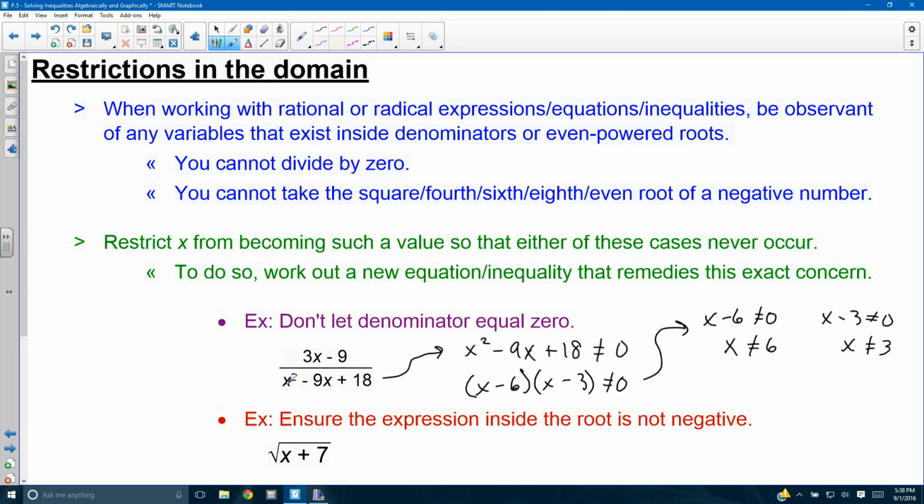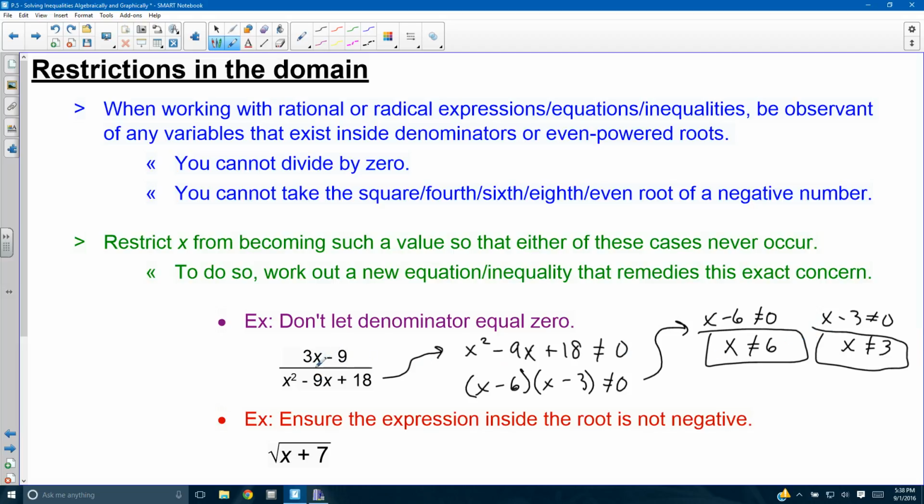And if you test those, 6 squared is 36, minus 9 times 6 is 54. That gives us negative 18, plus 18 is 0. See, 6 would have been an issue. If you do 3, that'd be 9 minus 27, which is negative 18, plus 18 is 0. So here are your two restrictions. x could not be 6, x could not be 3. If you do, you'll have an issue.